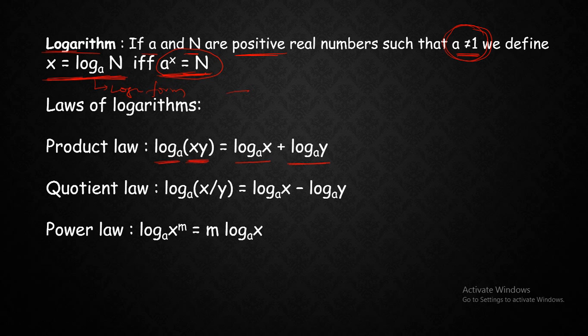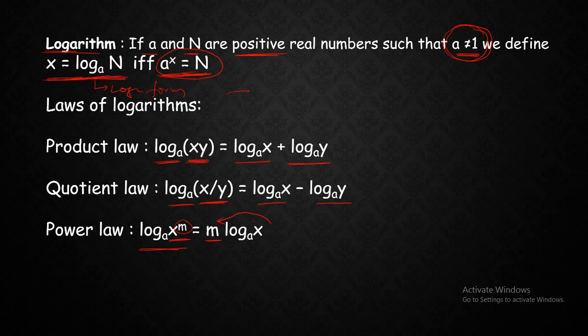Next, the quotient law. When you have the division of two numbers and you apply logarithm, then we can split it as the difference of two individual logarithms. Next, the power law. When you have a number with some exponent and you apply logarithm, this power will be transposed from the power to a product.